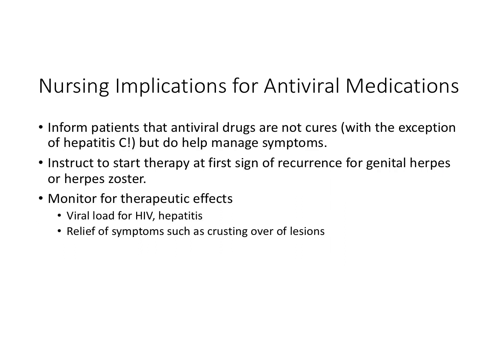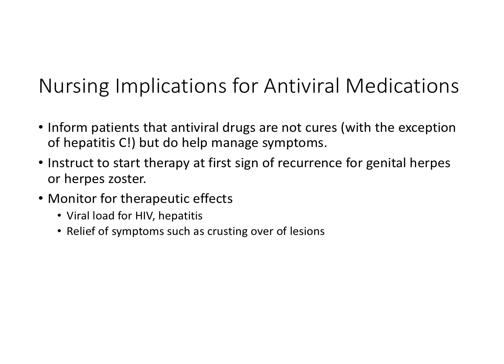So nursing applications for antiviral medications, we need to inform patients that antiviral drugs are not cures except for hepatitis C, that's really exciting because that gives hope that there are cures on the way for other viruses. But all these medications are really designed to help manage symptoms and to speed up recovery. So instruct to start therapy at the first sign of recurrence for genital or oral herpes or herpes zoster or shingles. So people will often have a PRN prescription at home, and then as soon as they see that coming back, they should start taking it. And that would be prescribed by their provider with a plan for that.